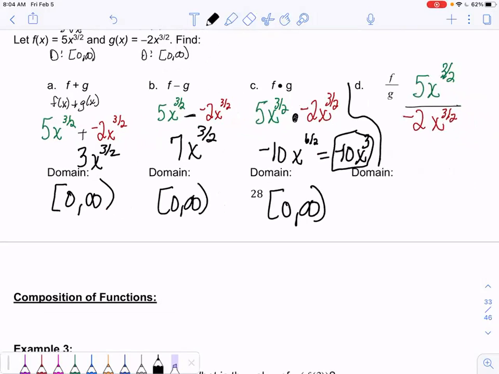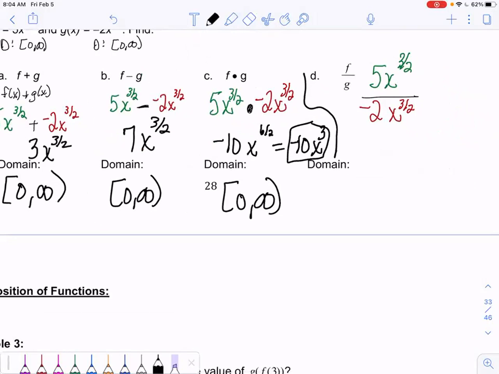And then the bell's gonna ring really quickly here. The last one, my x's are the same. They have the same exponents. They cancel and I get negative 5 halves. The domain just has a parenthesis with 0 instead of a bracket.